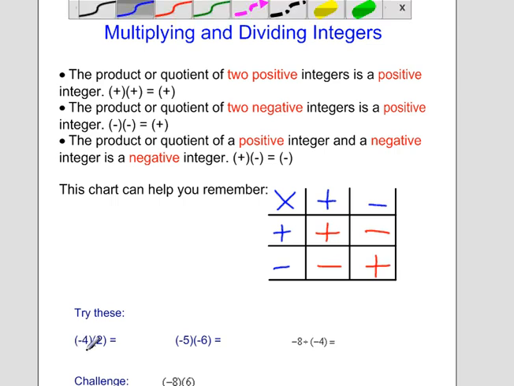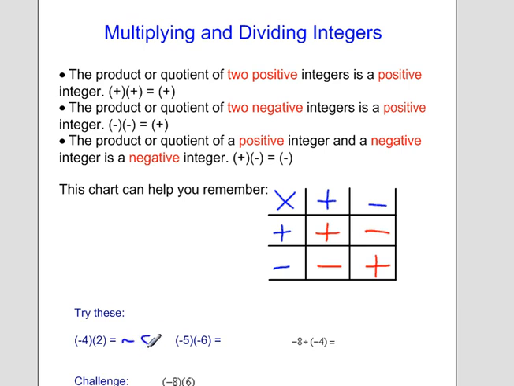So negative 4 times 2 is negative 8. Negative 5 times negative 6 will be positive 30. Negative 8 divided by negative 4 will be positive 2. Now there's another one, and I'm having trouble bringing it up so that I can get it on the video. So I'll just start another page. You can only see half of the problem. It is in your notes.